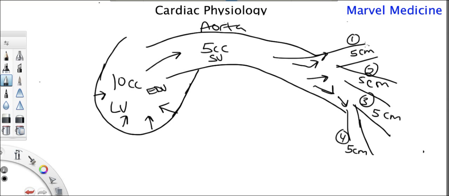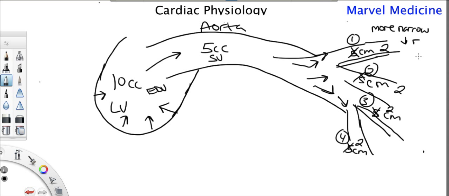Now, let's take a look at another picture. Let's say the radius changes here. Okay, let's say it's not 5 centimeters anymore. Let's say it's 2 centimeters, everywhere it's 2 centimeters, okay? They're a lot more narrow. The arteries are more narrow. So what did I do? I decreased the radius, and if I decrease radius, what did I do to resistance? I increased the resistance, right?